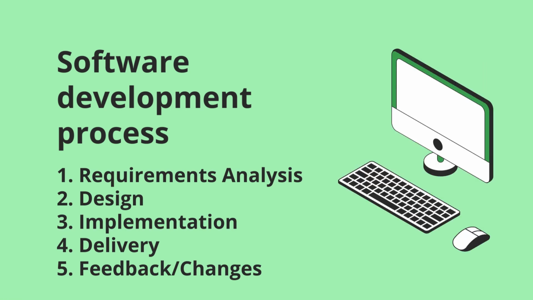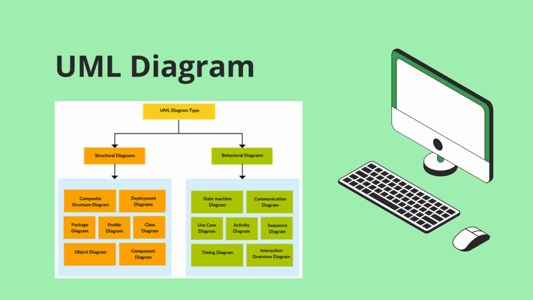We also need to be familiar with the software development lifecycle process. Like in general, for every problem, we can solve it in four parts. First one being requirement analysis, second design, third implementation, and fourth delivery. In the case of software development, along with these four, we also need to monitor and make changes as per the feedback.